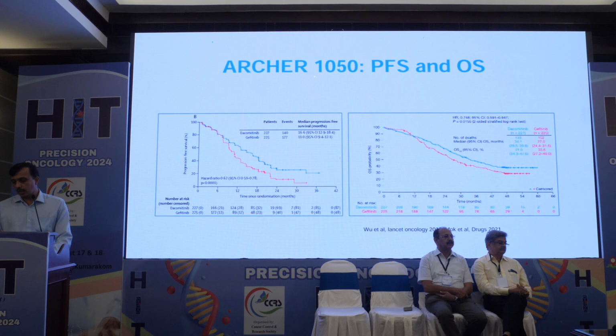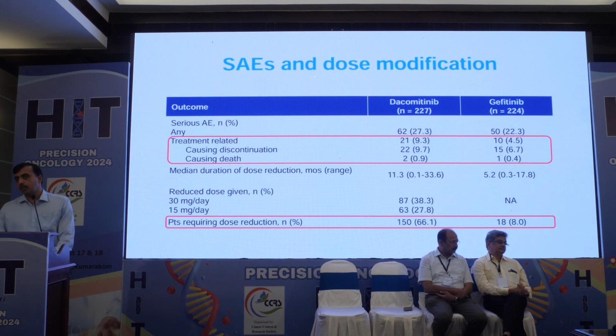So there is a slight advantage, but again the problem was that there is no CNS activity. The main issue which we know is the side effect profile of the drug. The treatment related serious adverse events were very high here. The dose reduction was given almost 66%. That is a big number. So practically, even if you asked the company, we were minimum practically only 30 mg, because even in the trial around 38% received 30, while even 15 mg was given to us.